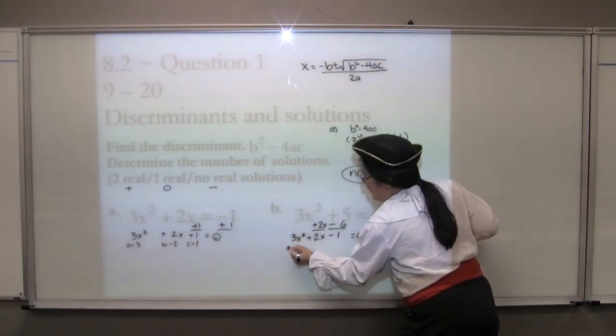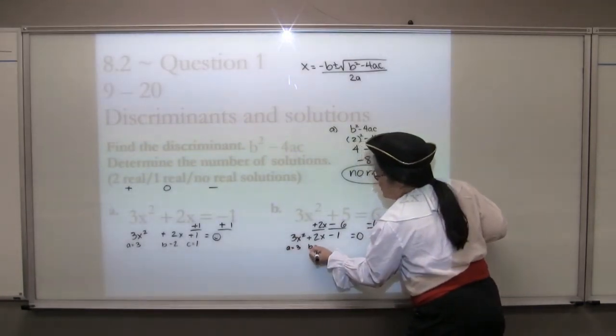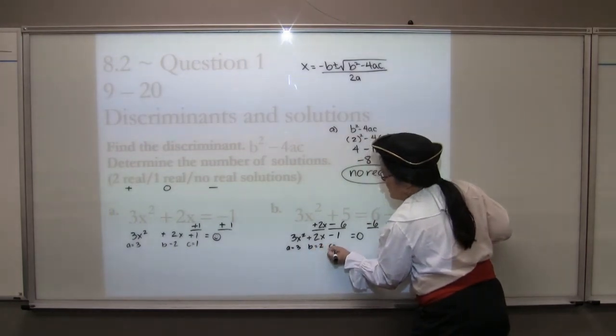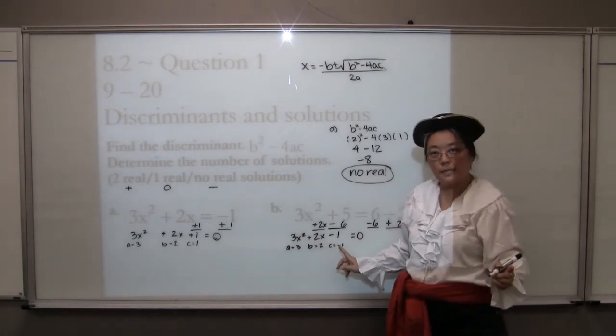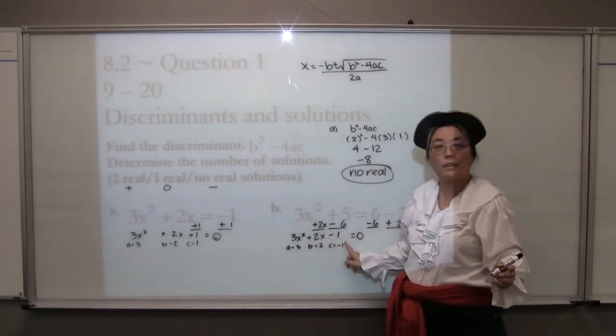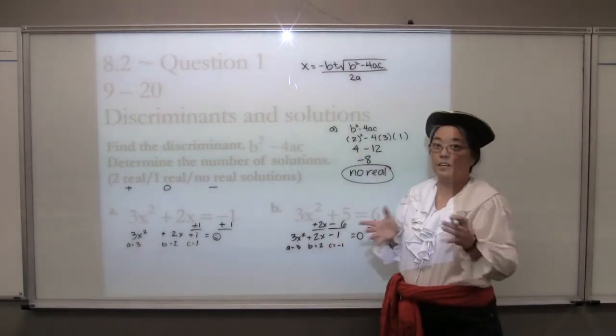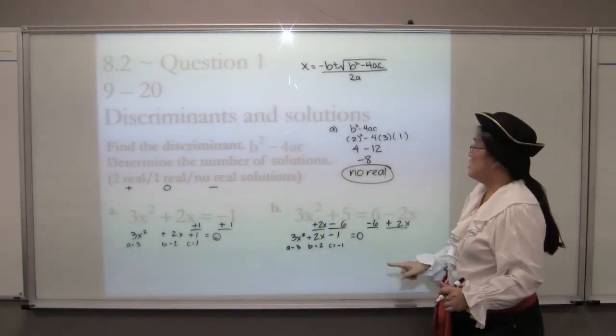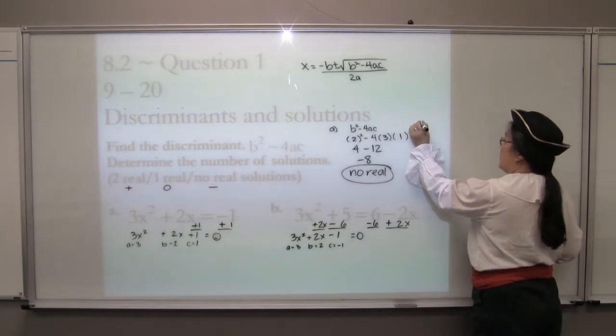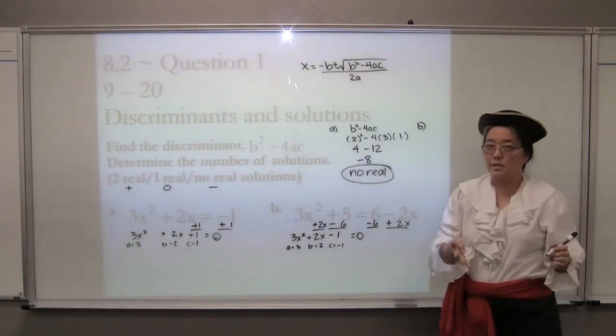A is still 3. B is still 2. But this time C is -1. Notice that when I'm picking out my A, B, and C numbers, the number takes the sign that is right in front of it. So they always grab the sign in front of it and hold on to that. So here we go. For part B, formula, plug, work, answer.